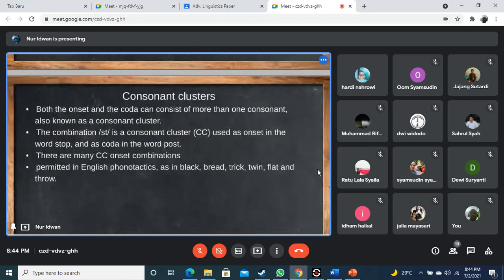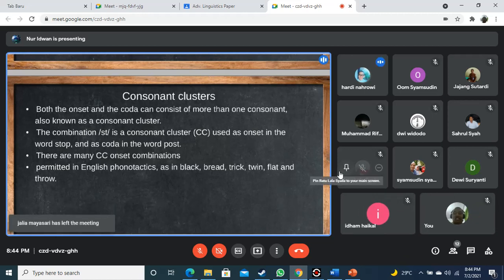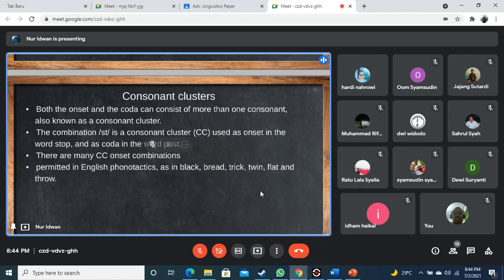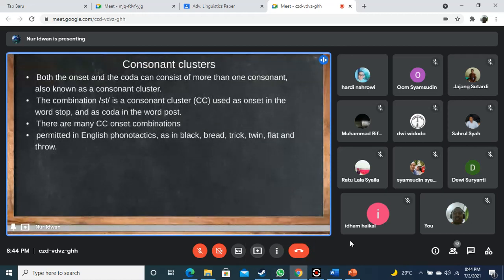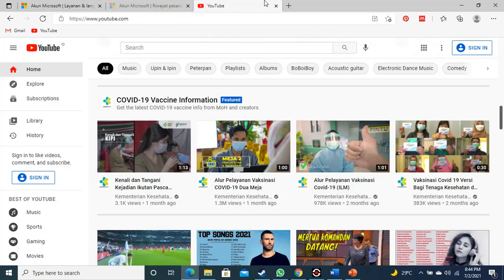Consonant clusters. Both the onset and the coda can consist of more than one consonant, also known as a consonant cluster. The combination CC is used as an onset in the word stop and as a coda in the word pause. There are many CC onset combinations permitted in English phonotactics, as in black, breed, trick, twin, flat, and throw.